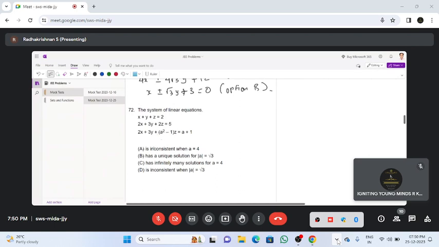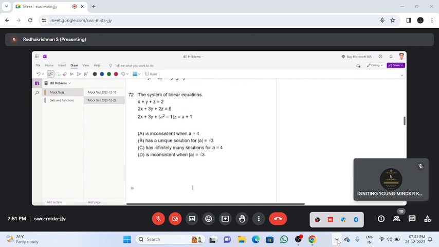Let's look at this problem. System of linear equations: x plus y plus z equal to 2, 2x plus 3y plus 2z equal to 5, 2x plus 3y plus (a square minus 1)z equal to a plus 1. The options are a equal to 4 and mod a equal to root 3. They are asking us to evaluate these equations for the two options. So let's do both. Let's put a equal to 4 and see what happens.